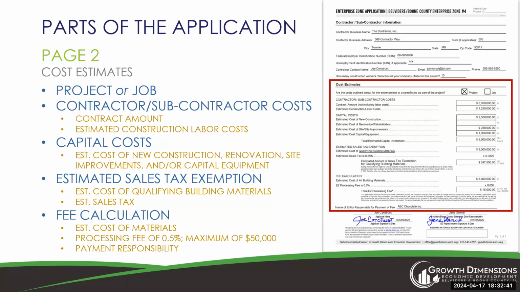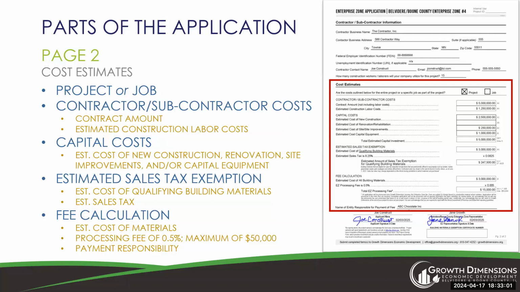Under capital costs, you will break down the estimated contract amount into categories. Note that you may not need to use all categories. The estimated cost of new construction is for any building materials that will be used on a new structure or expansion onto an existing structure.